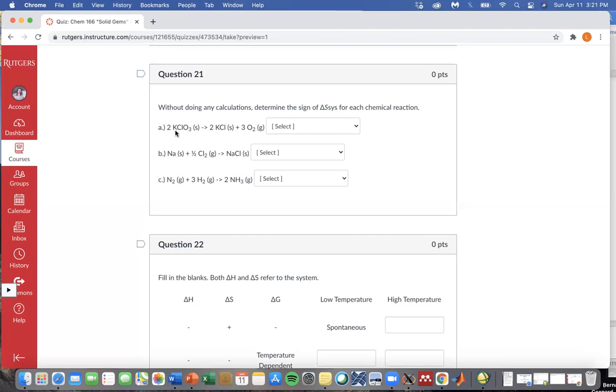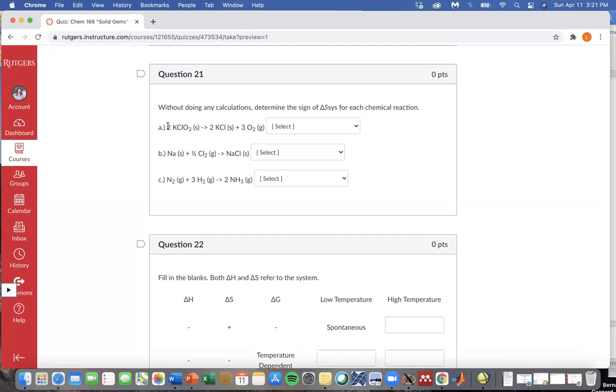For example, for the first one here, we have 2 moles of a solid yielding 2 moles of a solid plus 3 moles of a gas. So is there more entropy on the left side of the equation or on the right side? On the reactant side or on the product side? Is there more entropy? The right side? Yeah, exactly. It's on the product side, because we have these 3 moles of gas here.